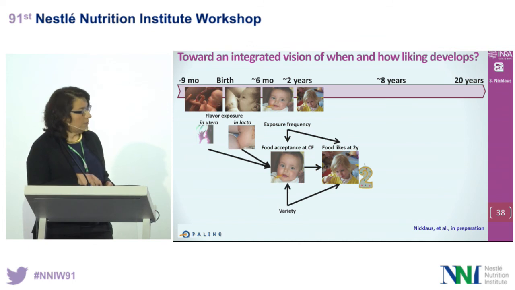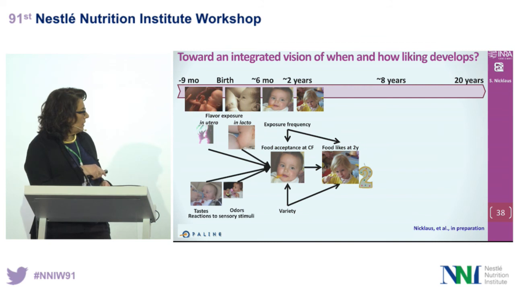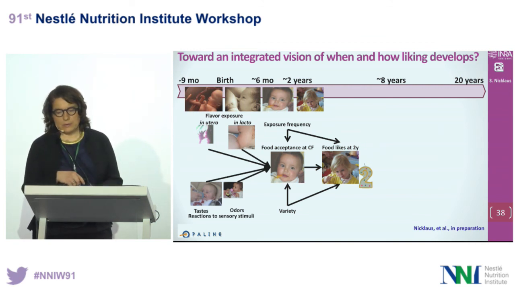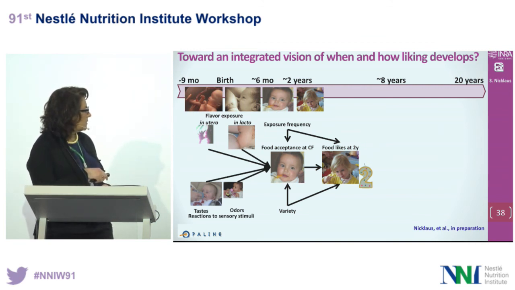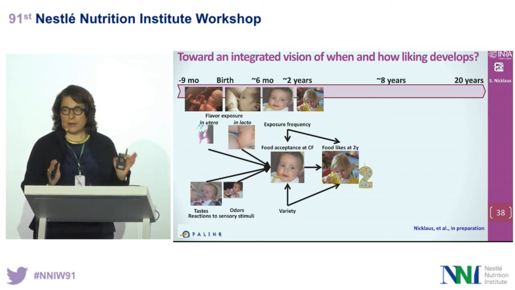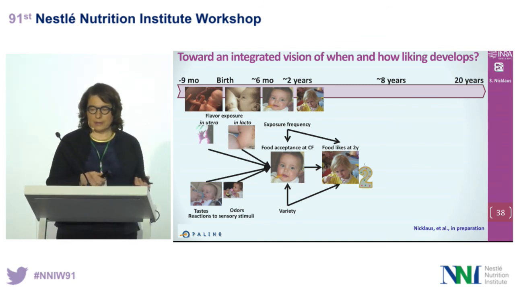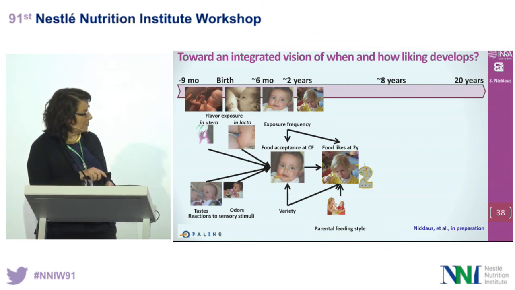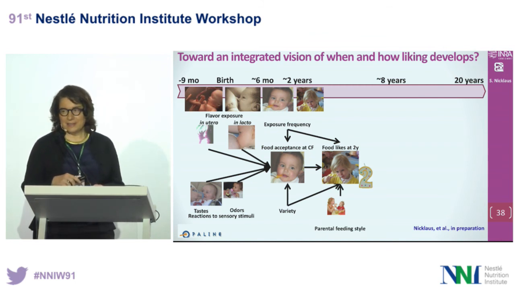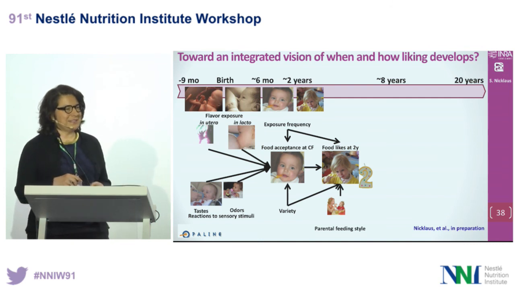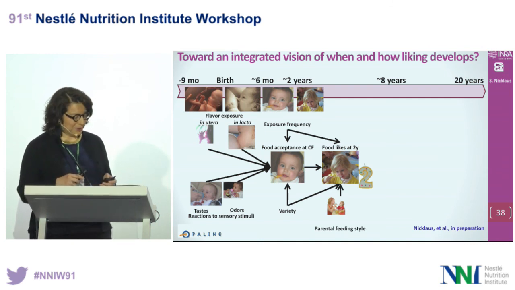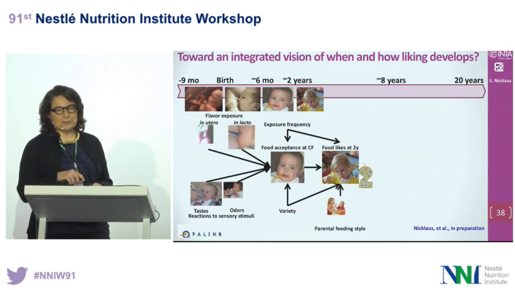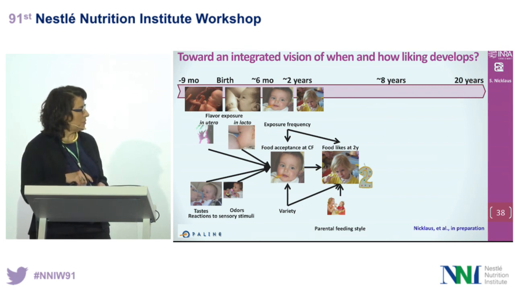We looked at the variety of food consumed around the start of complementary feeding, and also at the effect of reactions to odor or taste stimuli, and how that would predict these food likes and dislikes. So we evaluated this model, for instance, for vegetables, and this is what I will show you. Oh, sorry, I forgot to mention we also looked at parental feeding style. You will learn more about feeding styles later in the talk by Kim Malan, but we hypothesized that it would also interact with the development of food preference.